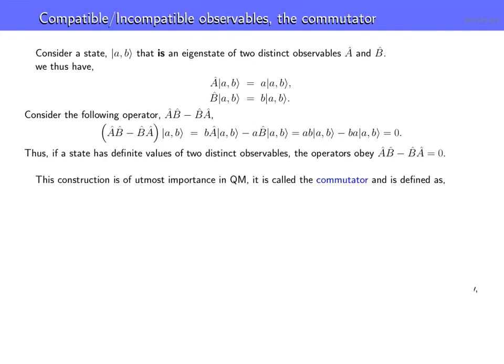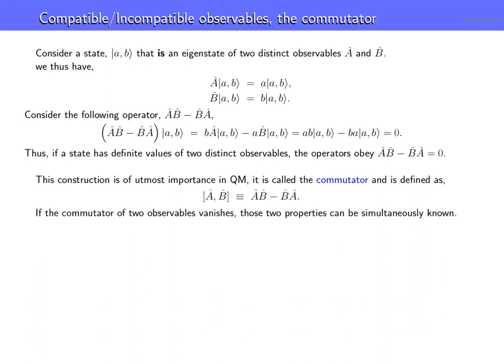And again, we call this construction the commutator, and it's defined as follows. We use this bracket notation, just a bracket with A comma B. It's order dependent, remember, so BA is not equal to AB, obviously. And it's just the difference of the operators in the opposite orders. And what we just found is that if the commutator of two observables vanishes, then those two properties can be simultaneously known.